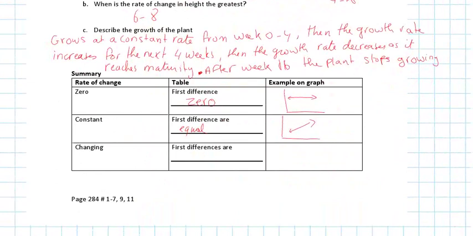Then if the rate of change is changing, then the first differences are not equal, right? They're changing. So you always see that the first difference and the rate of change, they correlate because they're the same thing. The difference is the first difference is not divided by the x, the rate of change you're dividing by the x. What do you see when the first differences are not constant?